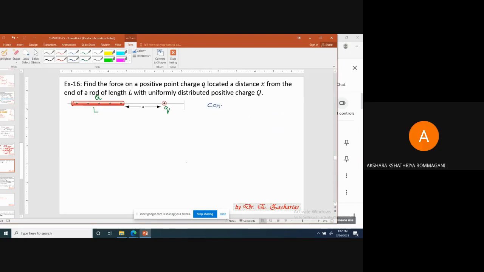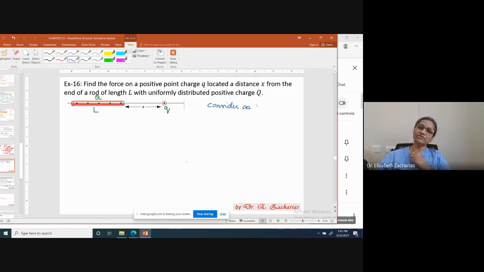Consider an infinitesimal element, a charge element dq of length dl, along the line, located at a distance small l from the end. So I'll just take this small length element of length dl carrying a charge dq at a distance small l from the end. Okay, next what do I do?